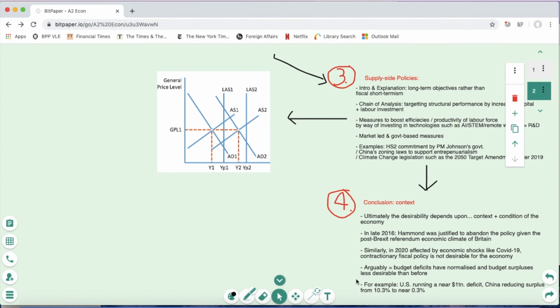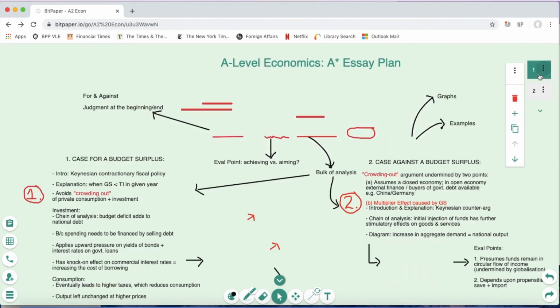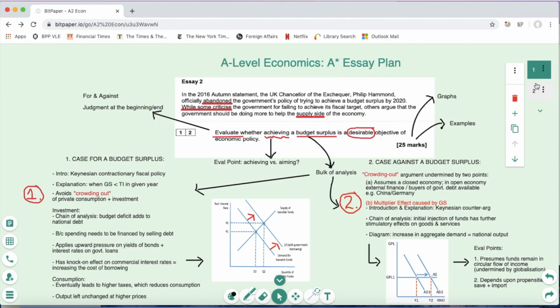And then arguably, this is the most philosophical ending to this argument or to your conclusion of your essay, which is really gearing on to university level. But this idea that budget deficits maybe are more normalized and budget surpluses less desirable than before. And you can use examples of the US and China statistics. If you're aware of them and if you read the news, then this should really be almost natural for you to come up with these examples to flower your work.